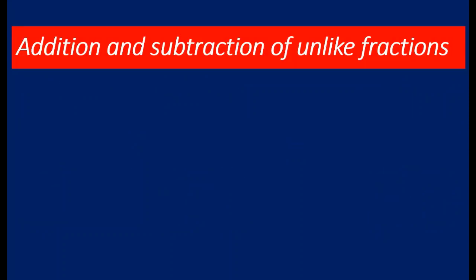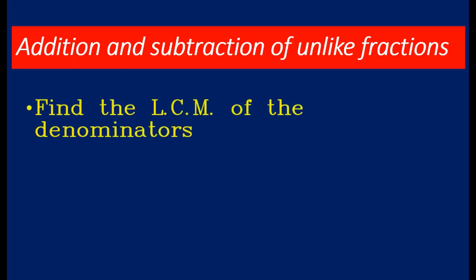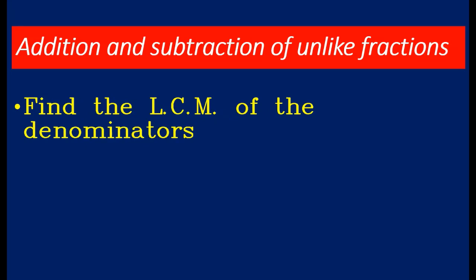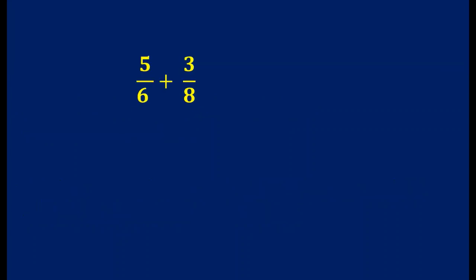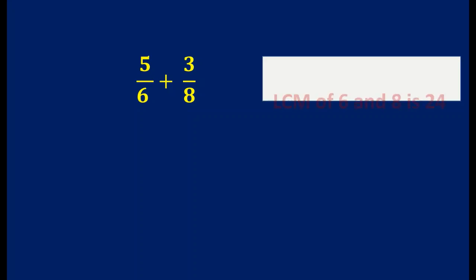The most common method of adding unlike fractions is changing them into like fractions. Few steps are involved in this. First, find the LCM of the denominators. Next, make equivalent fractions with denominator equal to the LCM. To add 5 by 6 and 3 by 8, we find the LCM of the denominators, which helps us in changing the given fractions into like fractions. LCM of 6 and 8 is 24.